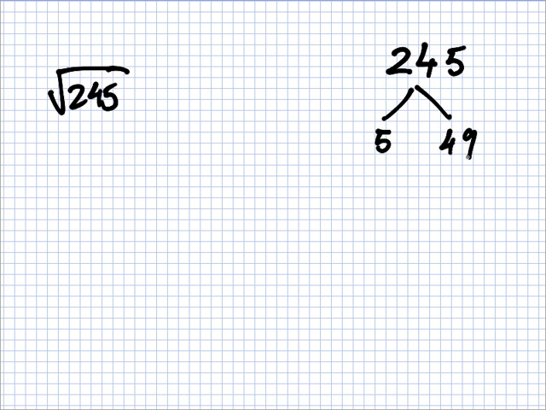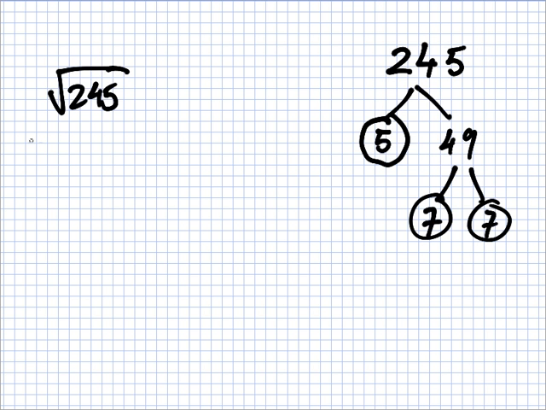If you think of any two numbers that multiply to make 245, how did I know that 5 is possible here? Because it ends in a 5. So I knew that it must have been a multiplication of 5. So 5 times 49 makes this. Can we simplify the 5 anymore? No. But the 49 we can. 7 squared.